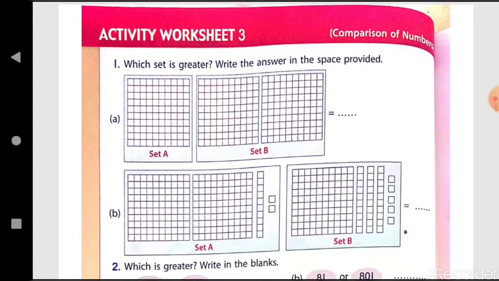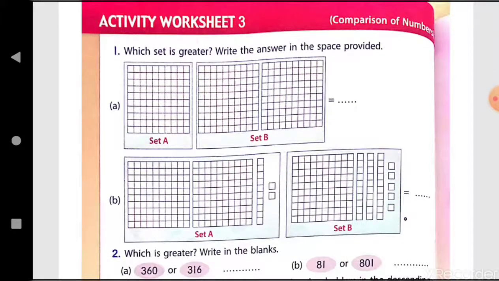Now we move on to activity worksheet 3. This activity worksheet 3 is based on comparison of numbers. So 2 sets are given, set A and set B. Now you have to tell which set is greater. Write the answer in the space provided. You have to tell whether set A is greater or set B is greater.